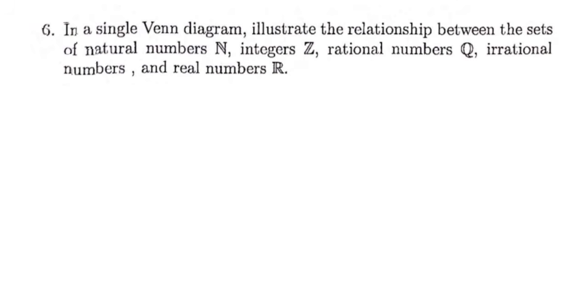Then we come to question number 6. Now on question number 6 we're told that in a single Venn diagram, illustrate the relationship between the sets of natural numbers, integers, rational numbers, irrational numbers, and real numbers.